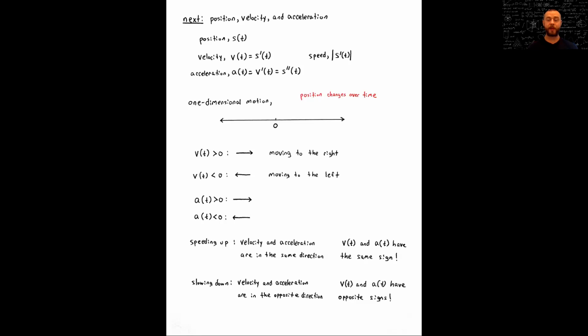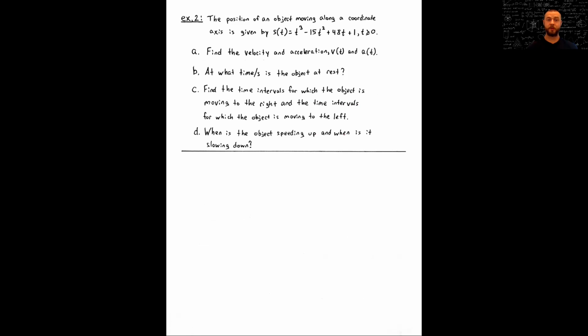The next example that we look at, example 2, goes into detail about answering questions dealing with position, velocity, acceleration, direction of travel, and then times for which the object is speeding up or slowing down. I'll pause. When you're ready, we'll move on to example 2. All right, if you're ready, let's take a look at example 2.